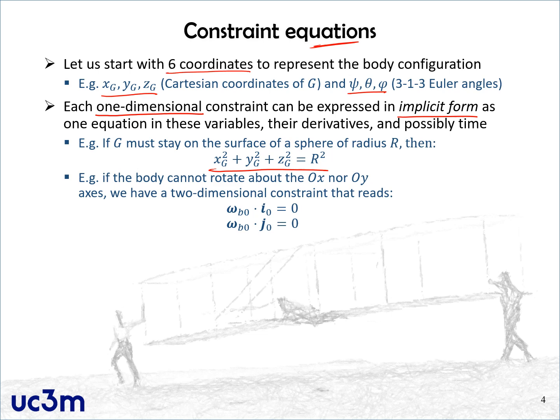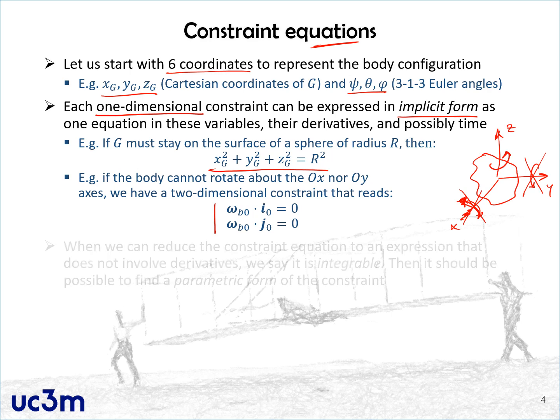We are saying that our body, regardless of how complex it is, cannot rotate about 2 of the axes, for example the x and y axis. So it may rotate about the 3rd axis, but it cannot rotate like this, or like that. This is forbidden and this is forbidden. So these are just examples of constraints. This is a double constraint because it has 2 scalar equations.